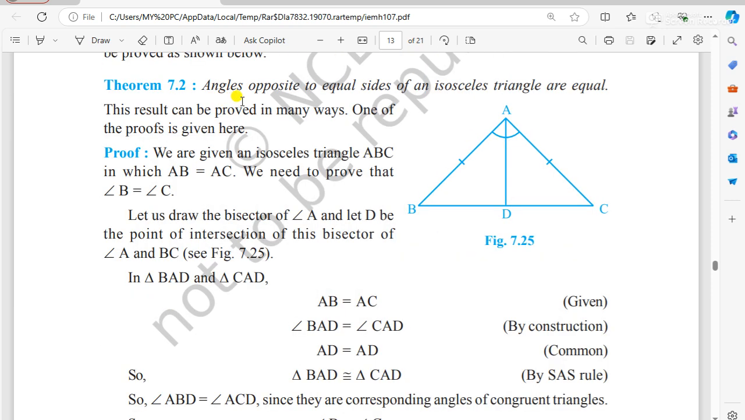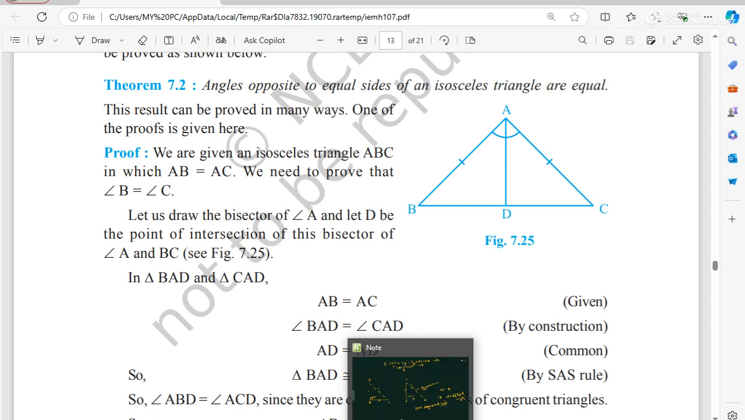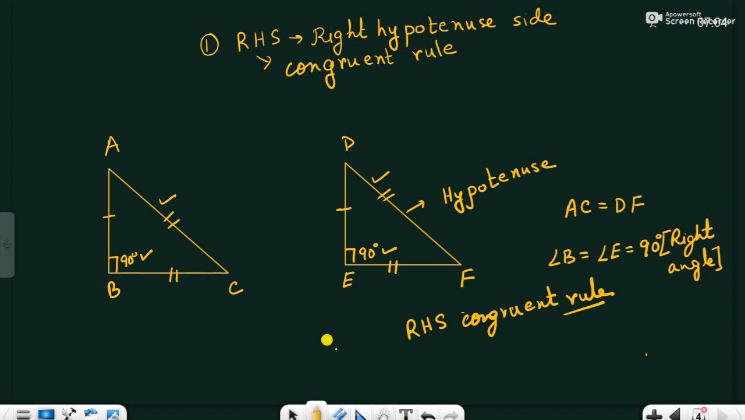Theorem 7.2: Angles opposite to two equal sides of an isosceles triangle are equal, and the result can be proved in many ways, right? What is the meaning of this one? We are not going to prove this one, but we are taking this. Let us see how we can prove this one, right?